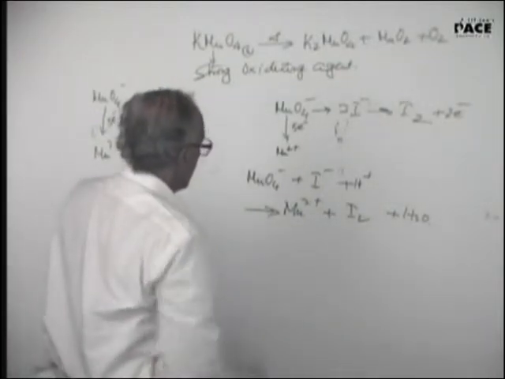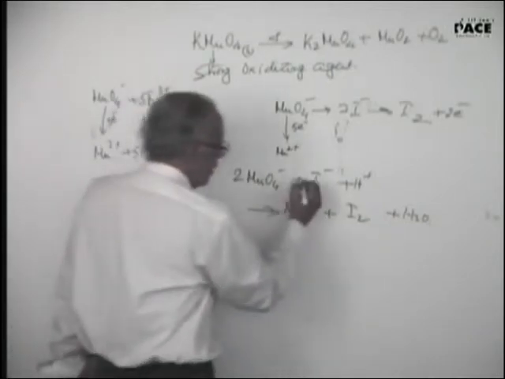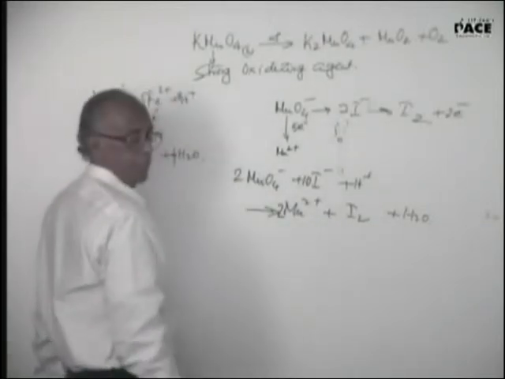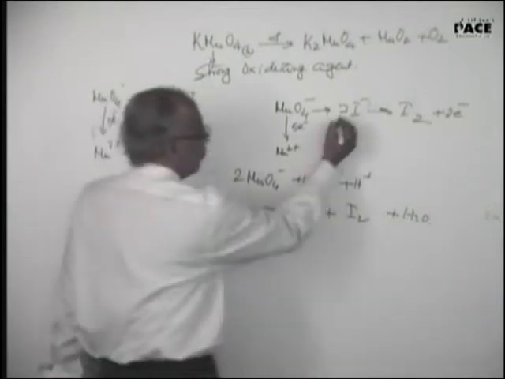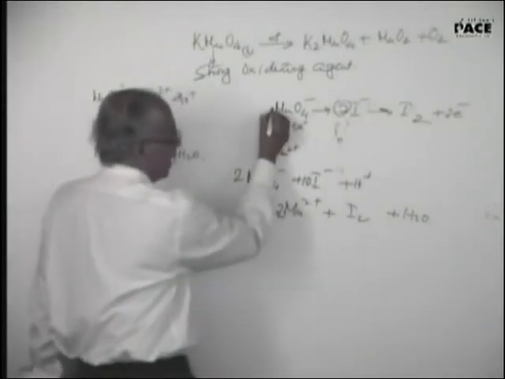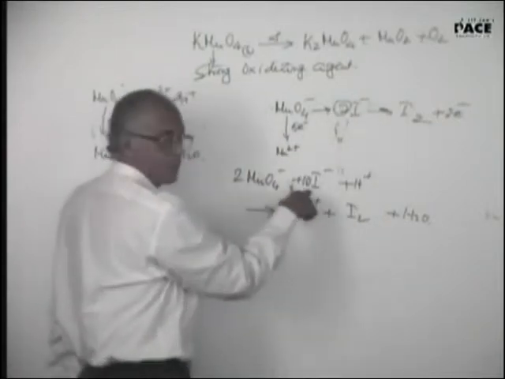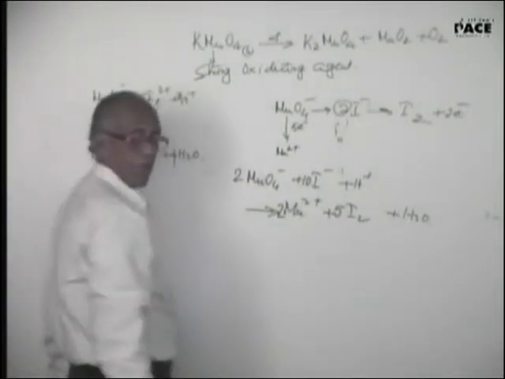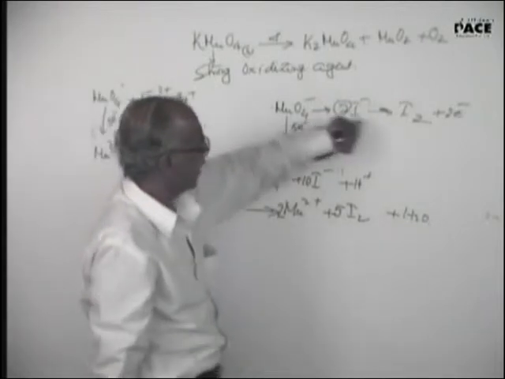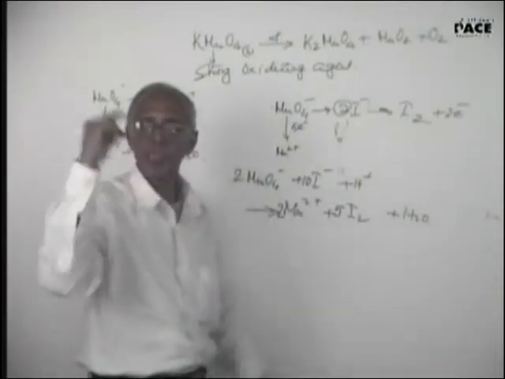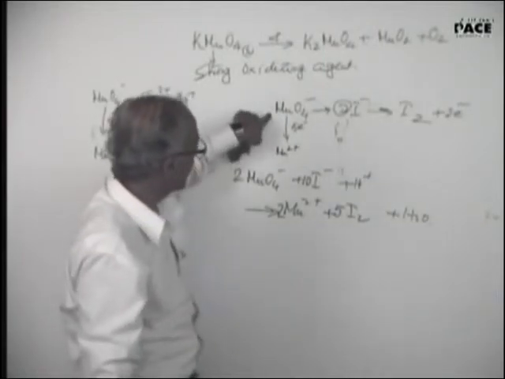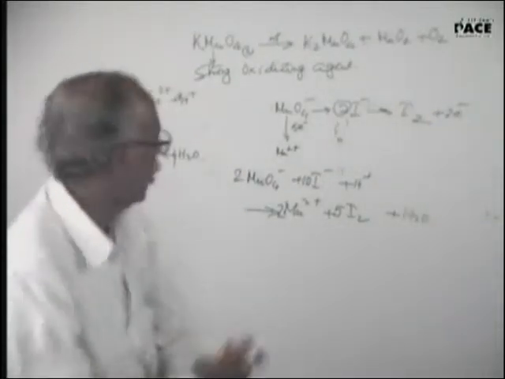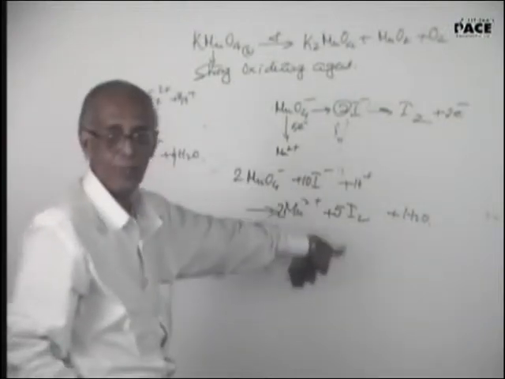So, 2 permanganate, 10 moles of iodide, give me 2 moles of manganese 2 plus. You cross multiply. You multiply 2 for permanganate and 5 into 2 for iodide. So I get 5 moles of iodine. Okay? 2 moles of iodide will give me 1 mole of iodine, which releases 2 electrons. And permanganate requires 5 electrons to get reduced to manganese 2 plus. Now you cross multiply. So you require 2 permanganate, 10 iodide to give 5 moles of iodine.